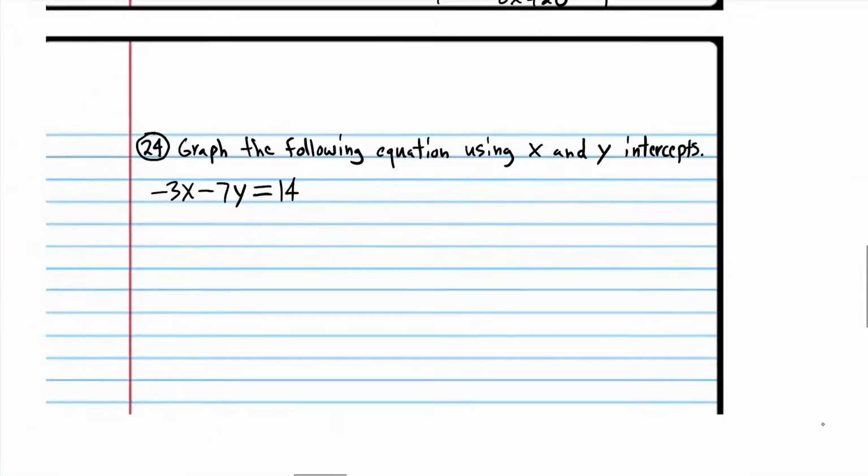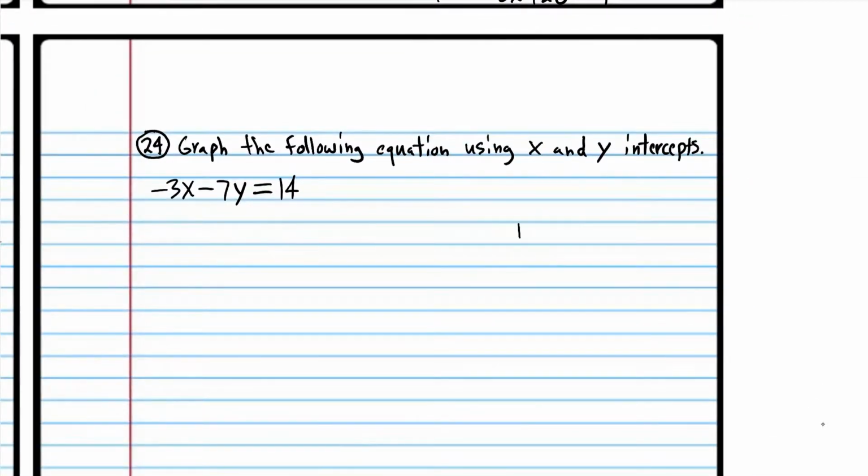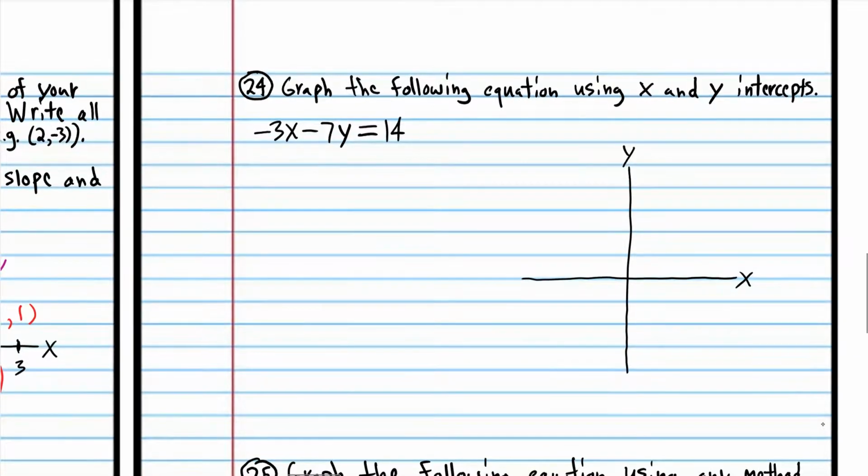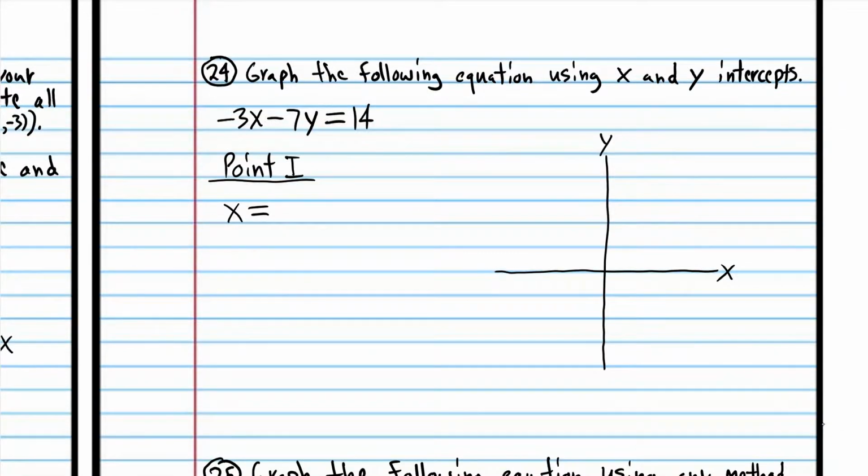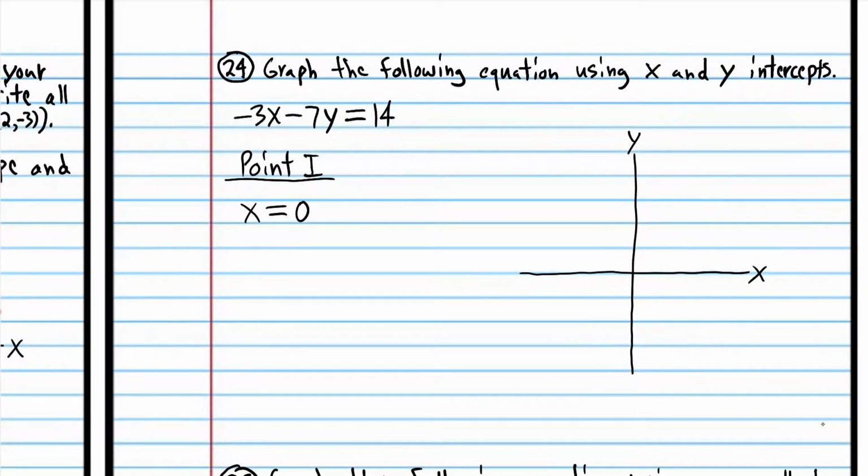Now it says graph the following equation by using x and y intercepts. This is method number 2. So when we use x and y intercepts, we have to find 2 points. Sometimes it's called finding a point manually. So for point 1, we can choose our x value or y value. I'm going to choose x. Now, because we're finding the x and y intercepts, we have to let x equal 0.